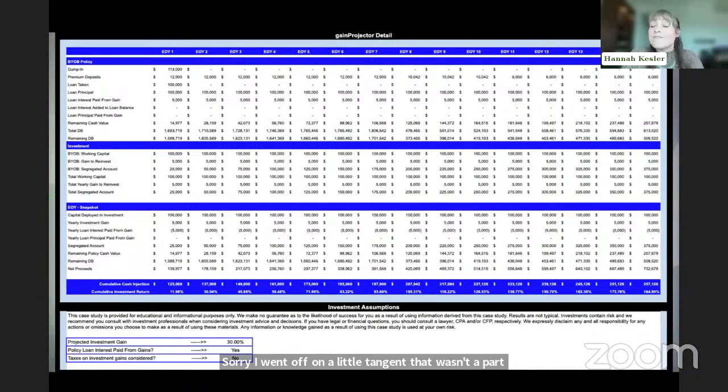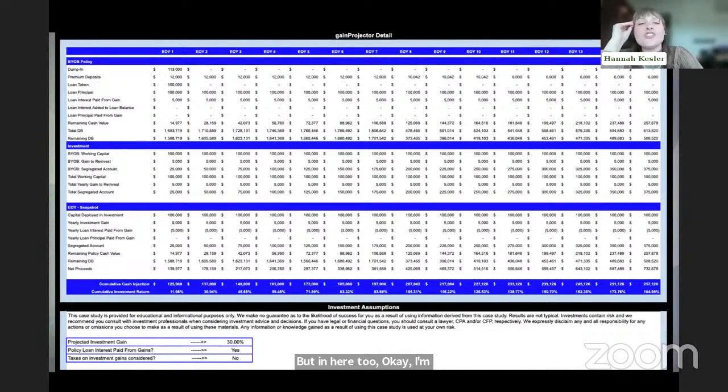So this investment went great. I got 30% interest in year one. I want to do it again. So year two rolls around. In year two, I'm going to put money inside of my policy again. But in year two, I'm going to only put in $12,000.